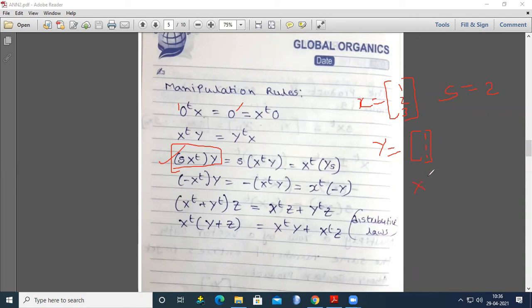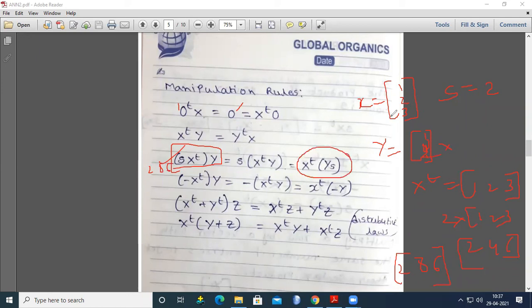x^T is nothing but 1 2 3. s means 2. So 2 into 1 2 3, then we get 2 4 6. And perform with y, which is 2 1 2 1 2 1. That means we get 2 into 4 is 8, 6 into 1 is 6, so 2 8 6. The answer for this s x^T y is 2 8 6.